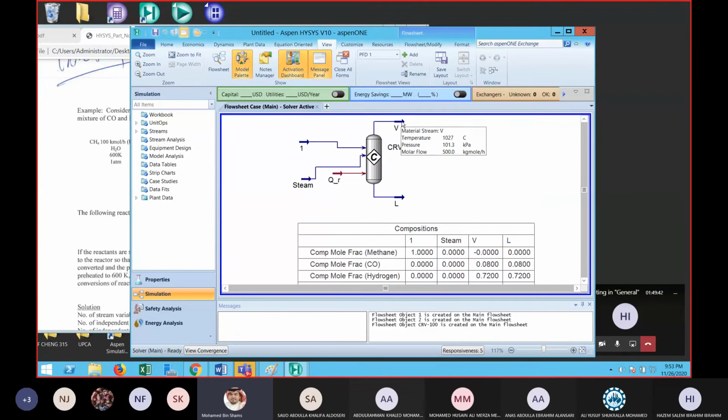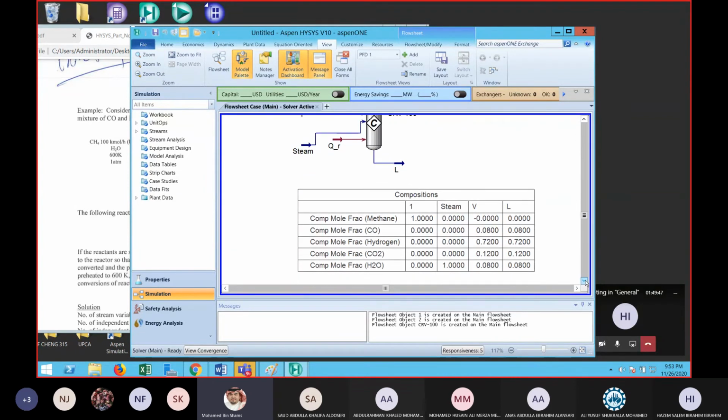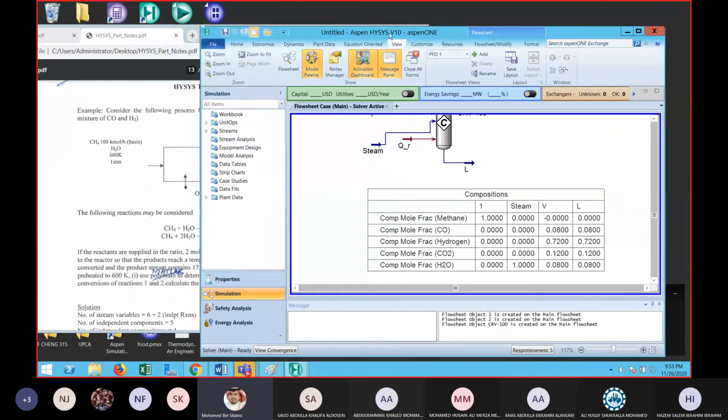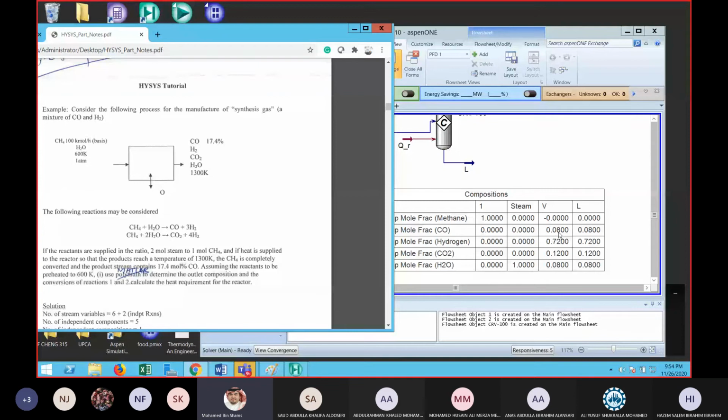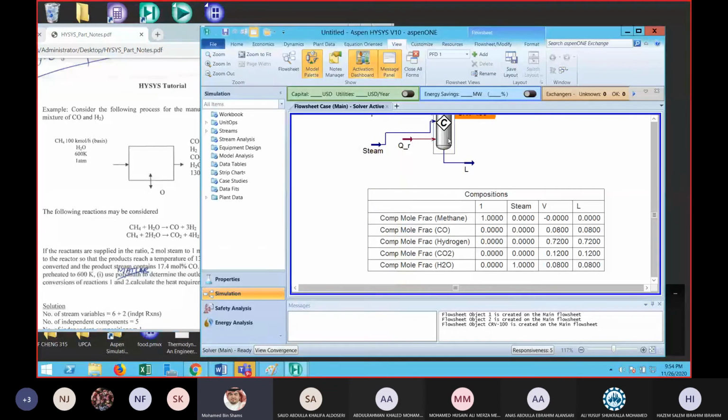So it's a vapor phase reaction. Everything is up, nothing down. So look here, guys, the methane is totally converted. And I have carbon monoxide and hydrogen and carbon dioxide and water as given to us in the output. Now, what is the carbon monoxide composition? It has to be 17.4%, meaning 0.174. What is it here? It is 0.08. It means the conversion I have is not correct.